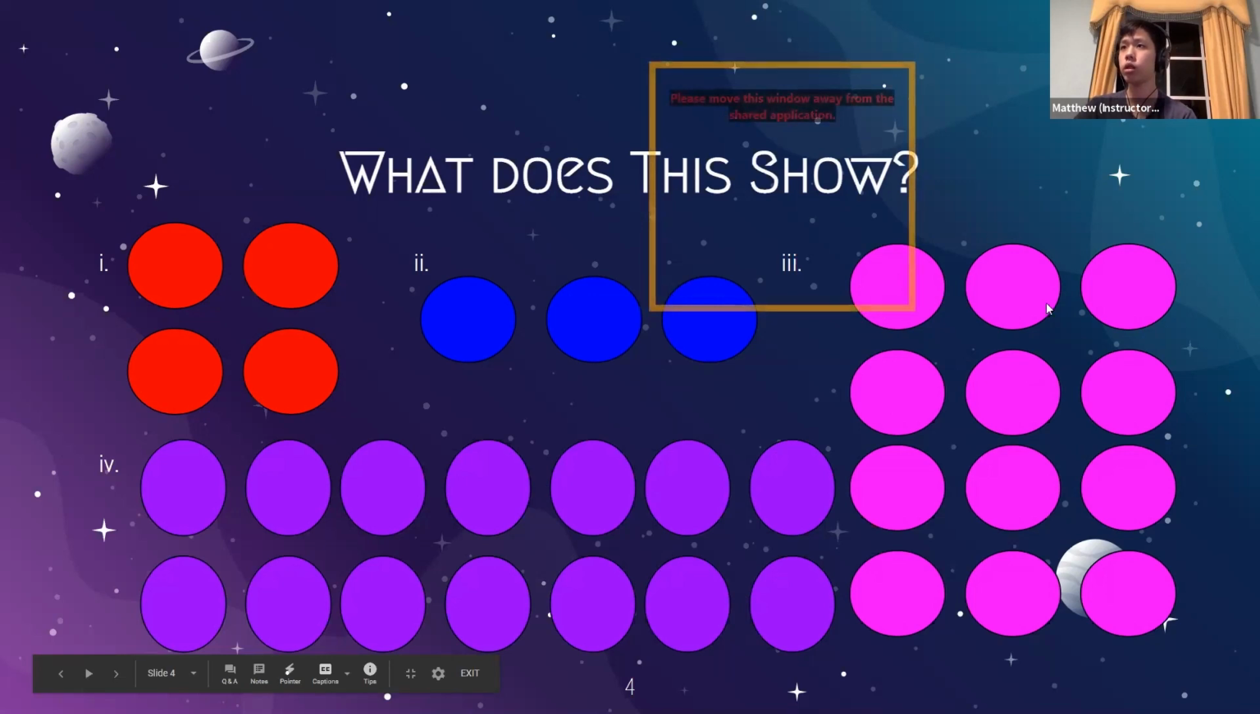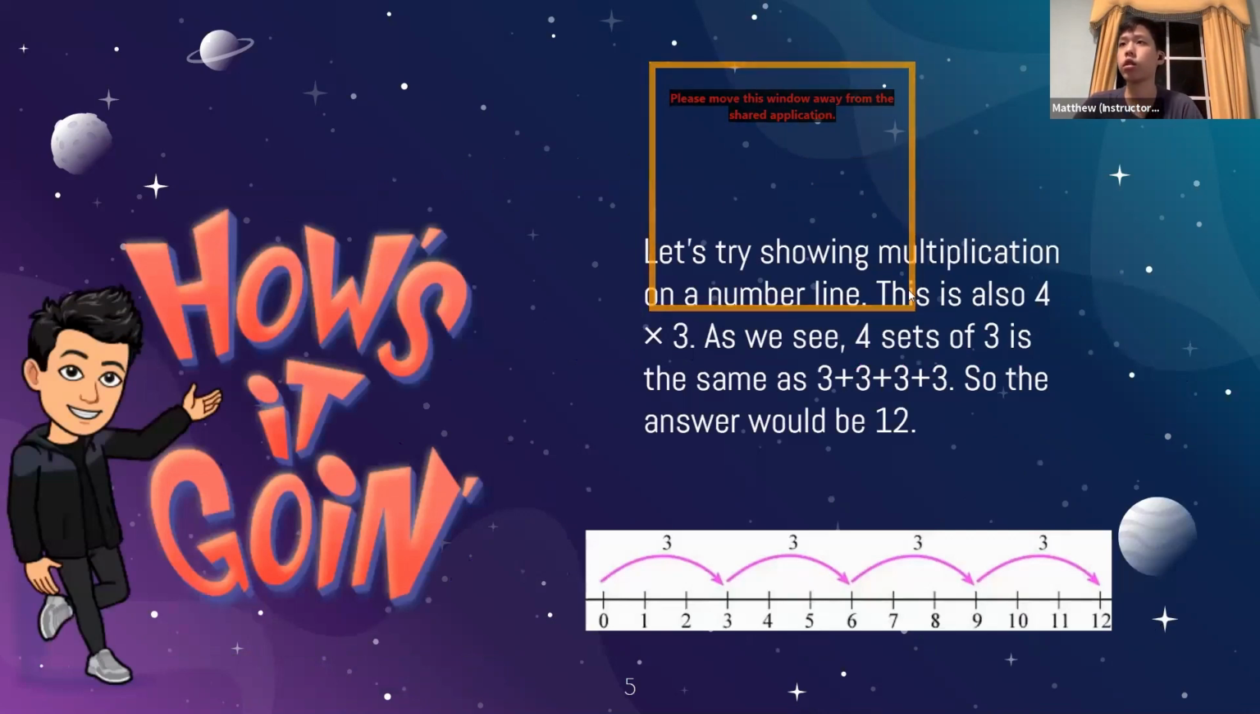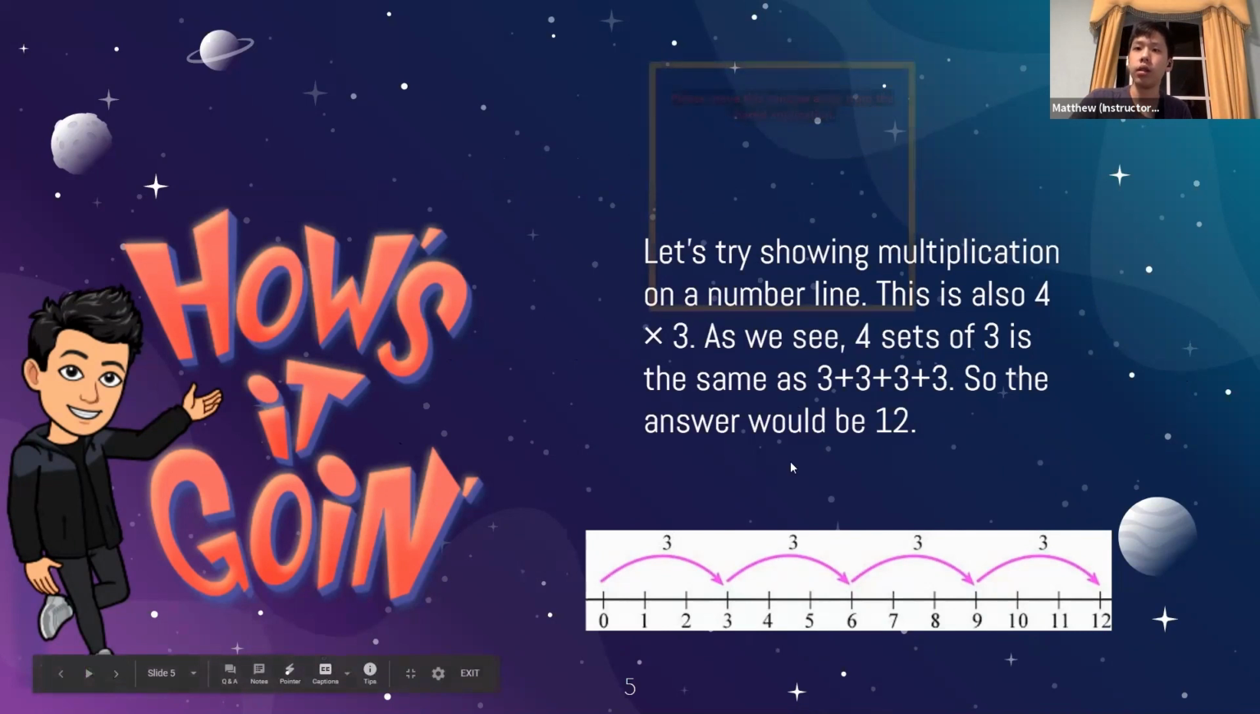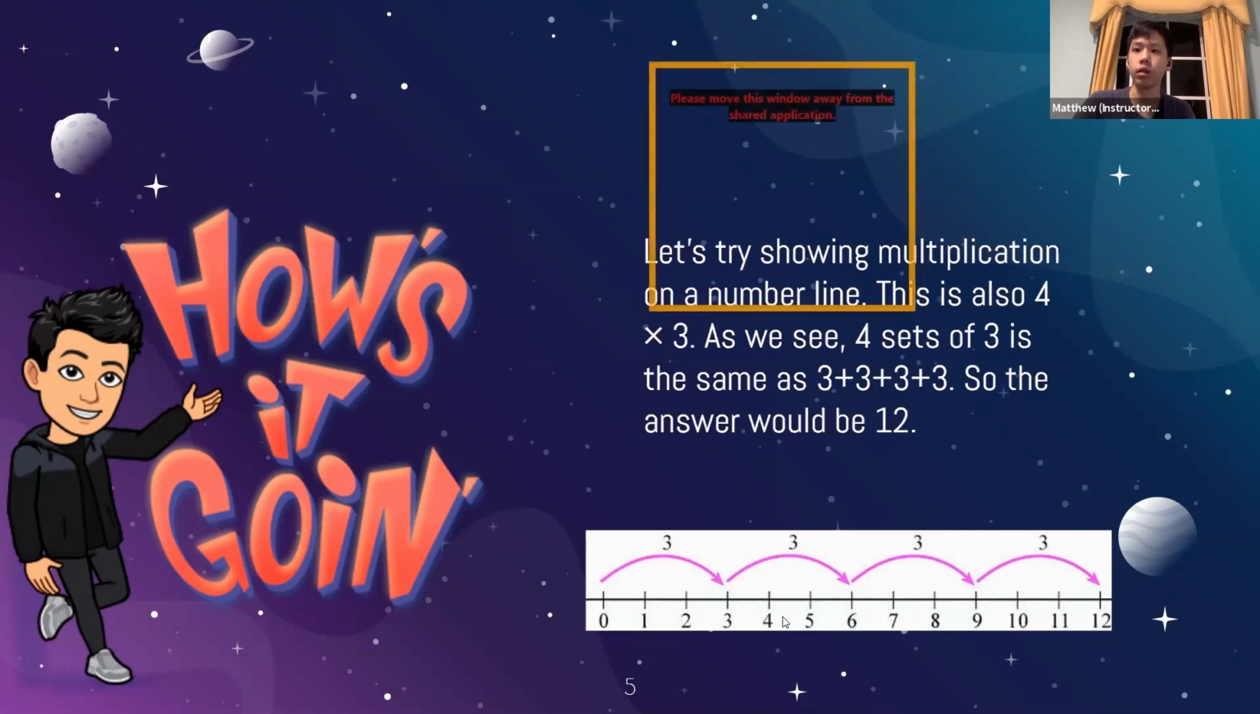Then you have 1, 2, 3, and 1, 2, 3, 4, or 3 groups of 4. So that would be 12, either 3 groups of 4 or 4 groups of 3, depending on how you look at it. Let's show you on the number line. In this example, this is also 4 times 3. We see 4 sets of 3 is the same as 3 plus 3 plus 3 plus 3. The answer would be 12, as 0 plus 3 is 3, 3 plus 3 is 6, 6 plus 3 is 9, and 9 plus 3 is 12, or 3 times 4 is 4 groups of 3.